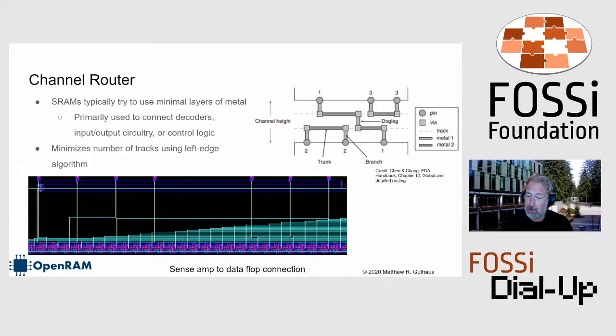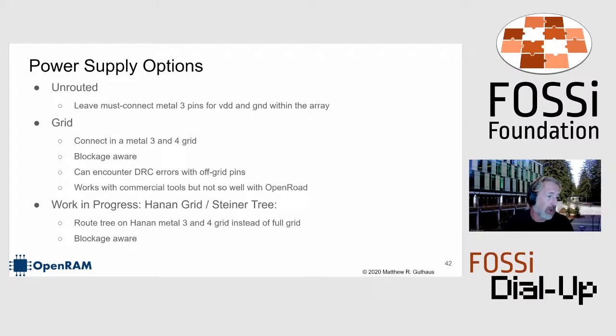The other thing is the supply routing in OpenRAM. There's actually multiple options for how we deal with the power supply. By default, all power supplies are brought up to metal 3 pins. And then if you turn on power supply routing, it can generate a metal 3-4 grid. It's a blockage aware grid and it connects all of those pins to the grid. This works fine with commercial tools. We've used that in our previous design.